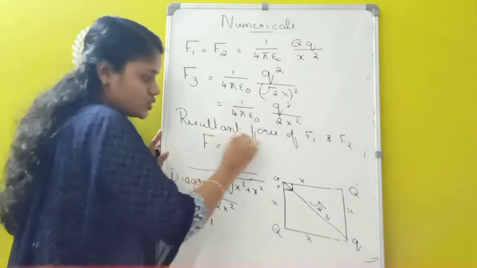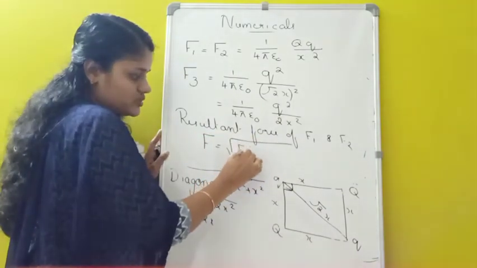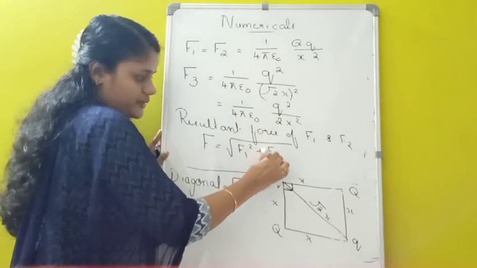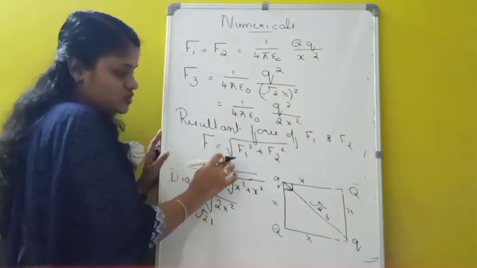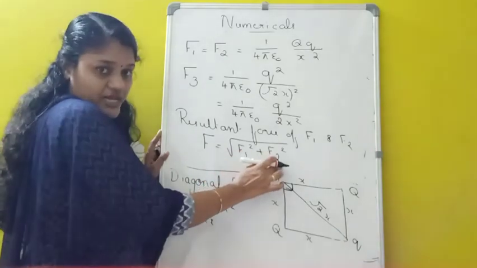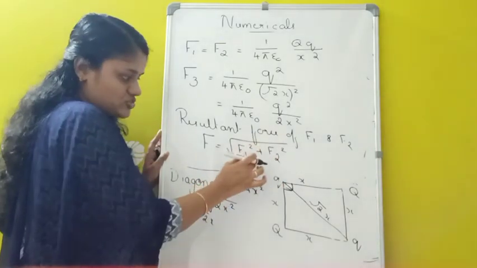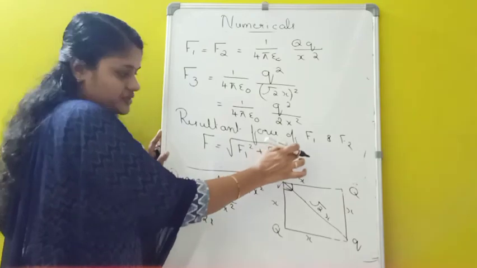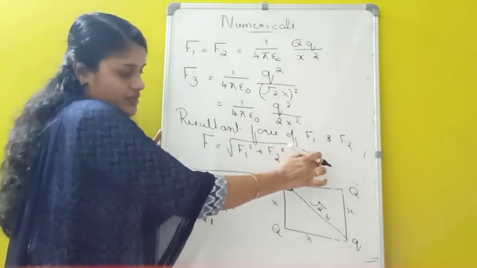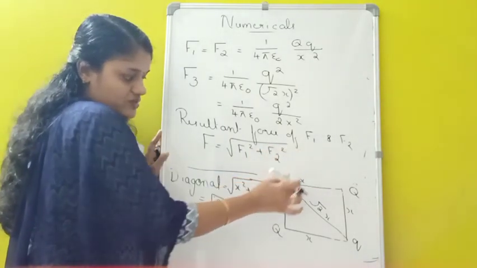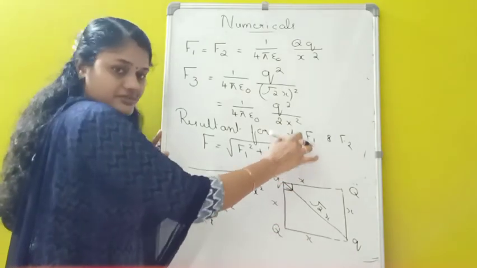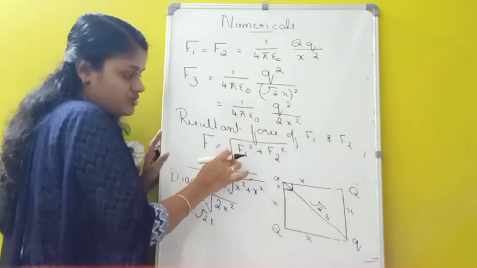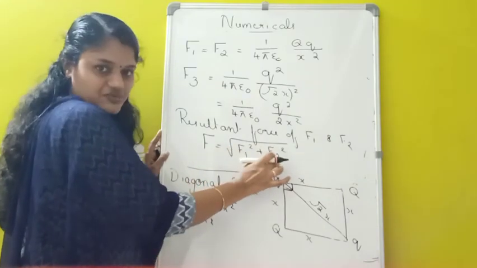So in these conditions, how will you find the net force? F equals root of F1 square plus F2 square. Since they are perpendicular, that is the formula. Actually the formula is root of F1 square plus F2 square plus 2 F1 F2 cos theta. But here cos theta means cos 90. Cos 90 value is how much? 0. So that term will be cancelled. So we have only root of F1 square plus F2 square.